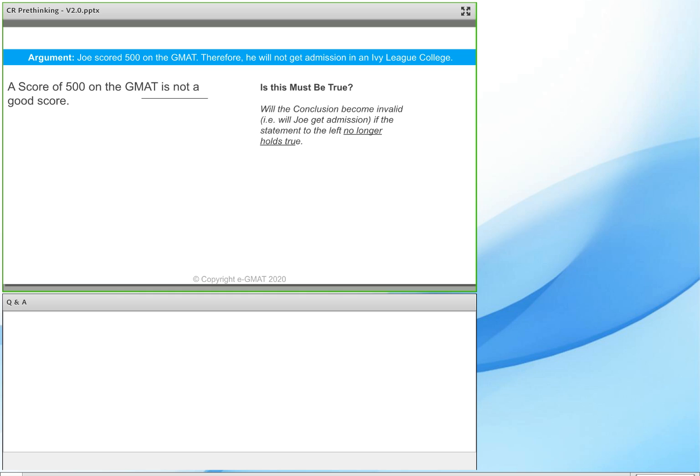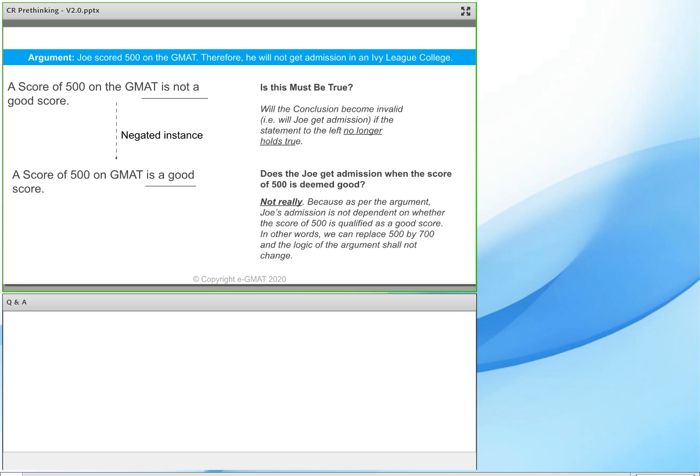So we follow the same process. A score of 500 on the GMAT is not a good score. We ask ourselves, is this must be true? Or in other words, will the conclusion become invalid, or will Joe get admission if this statement is no longer true? So if we say this statement is no longer true, its negated instance, a score of 500 on the GMAT is a good score. And if that happens, does Joe get admission? Actually, no, Joe does not get admission. Why?